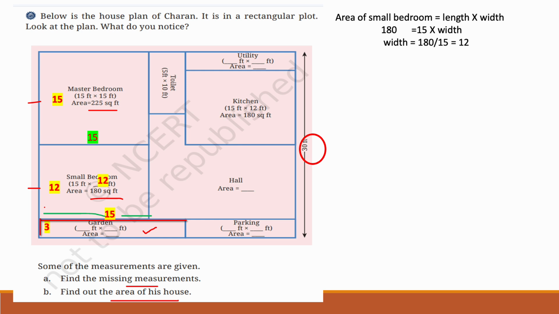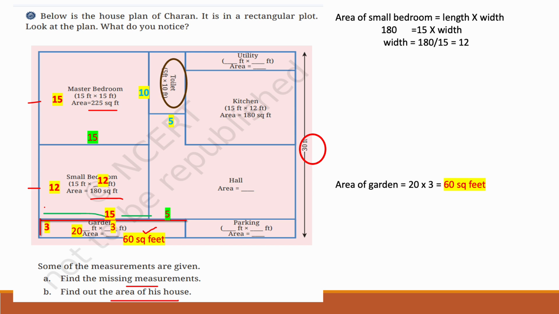Okay. Then see the toilet region. It is 5 feet by 10 feet. 10 feet length, 5 feet width. So here also it is 5. So length of the garden is 15 plus 5 is equal to 20. So what's the area of the garden? 20 into 3, that is 60 square feet.